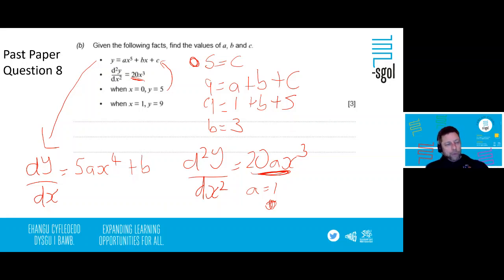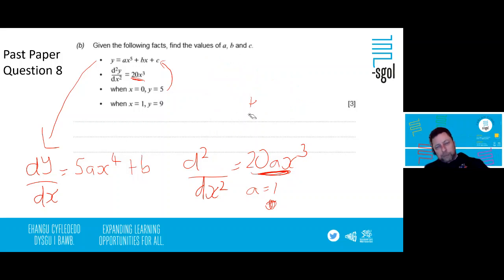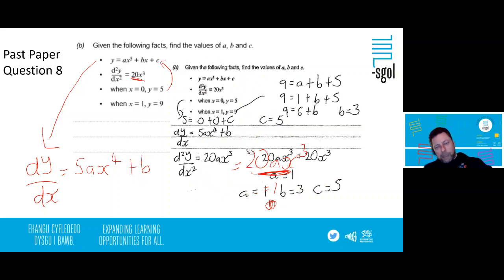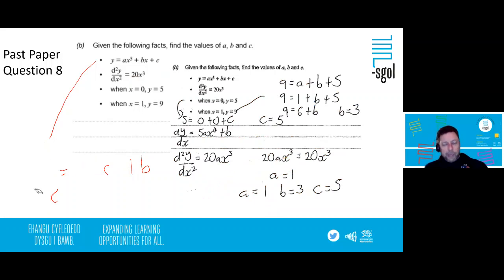And now I'm going to rub all that writing off so I can show you how I laid out my solution for 4 marks. So my answer has appeared. I'm just rubbing that out the way. So first of all, you can see in my solutions, I start with dy dx equals, did the same thing, d2y dx squared, I got a equals 1.